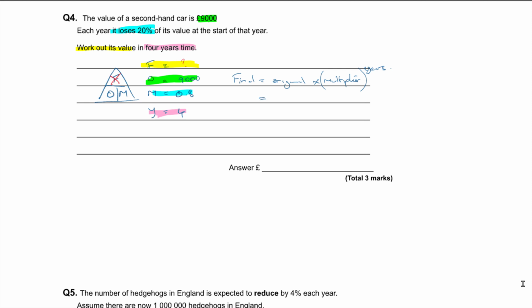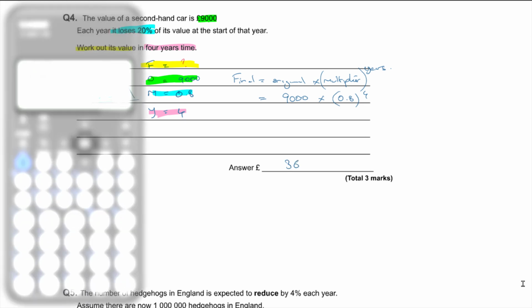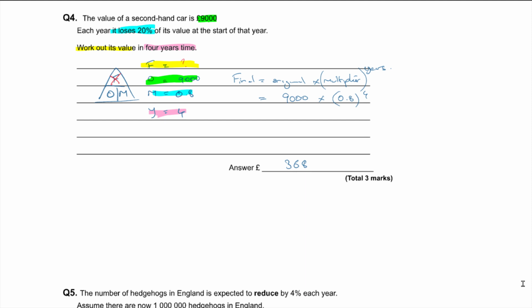Right, so then subbing in what we've got. The original is 9,000. I'm going to multiply that by the multiplier of 0.8, and I'm going to raise that to the power of 4 because it's 4 years. So what we've got is 9,000 times 0.8 to the power of 4. That comes out to be £3,686.40. So it's pretty much lost 2/3 of its value then, isn't it, in 4 years.